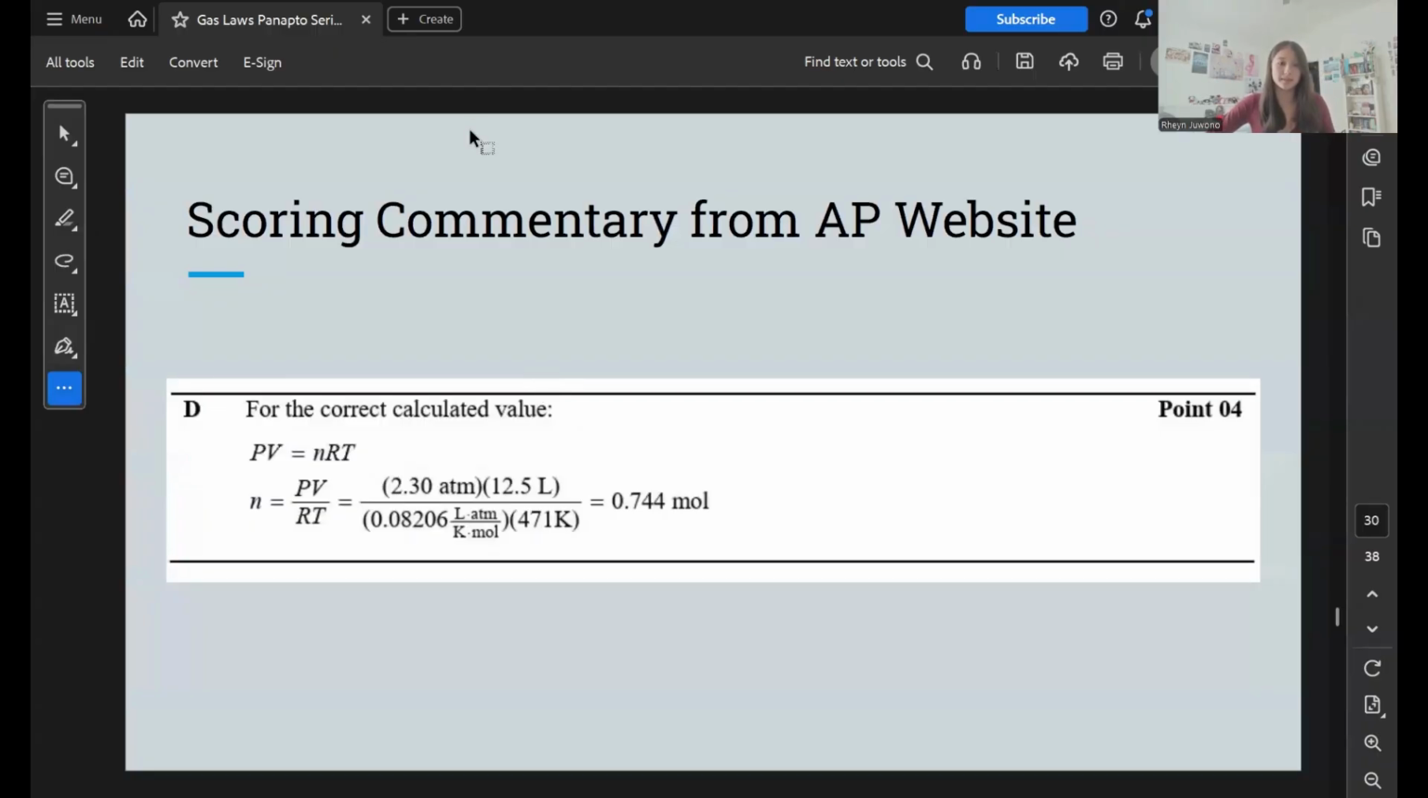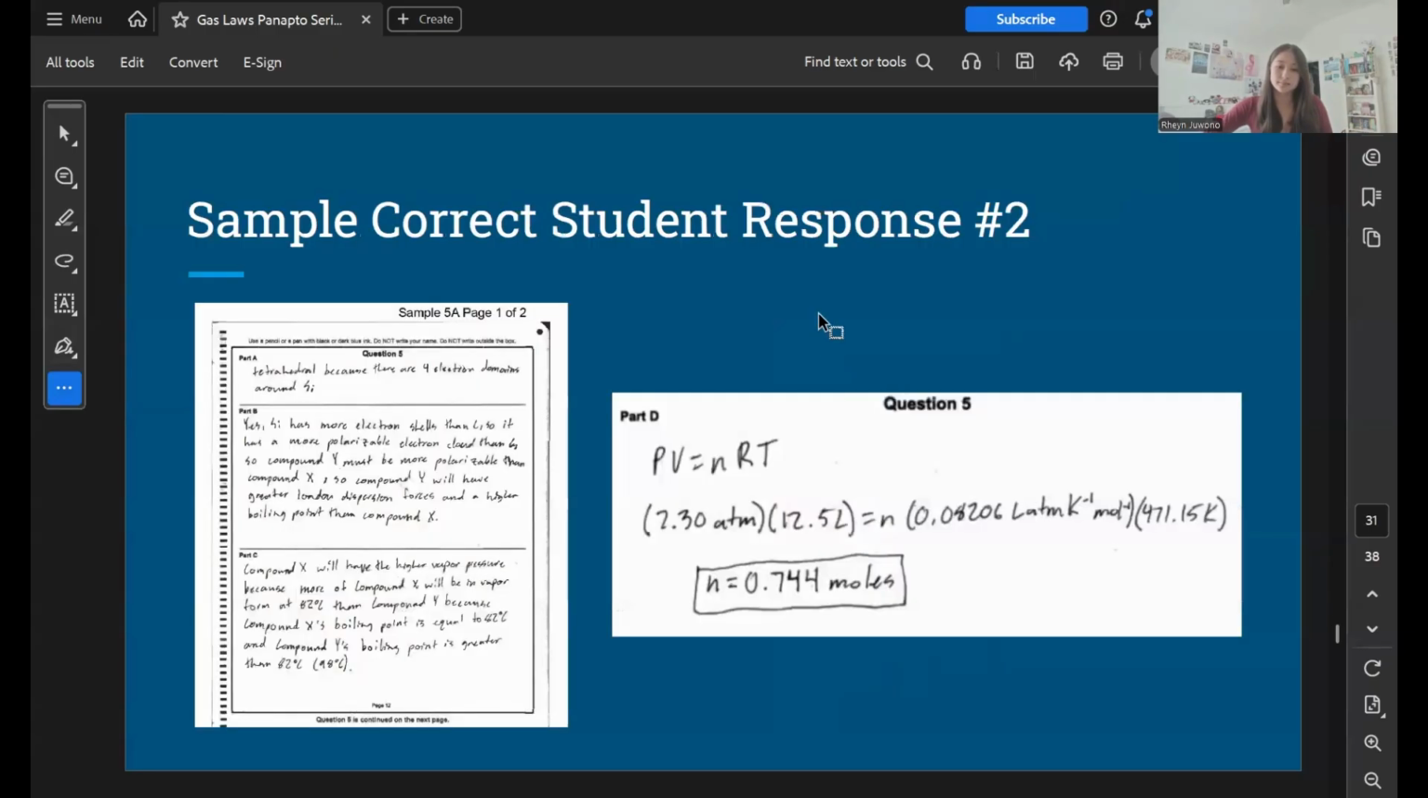Oh, perfect. And here's the scoring commentary from the AP website. They did it in the exact same way that I did it. They just rounded their Kelvin value, which is pretty much fine because we know that we were going to round to 3 sig figs anyway. And then here is the sample correct student response. They did it the other way. They just plugged in the values and then solved for n after, which works too, but observe that they actually plugged in the values.